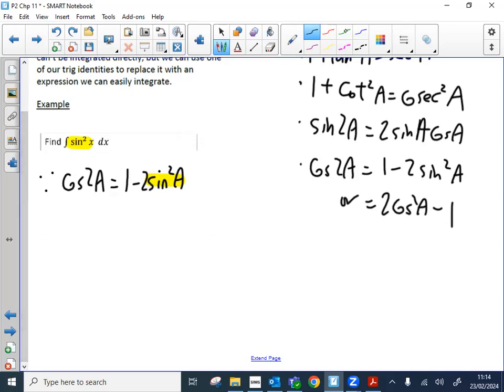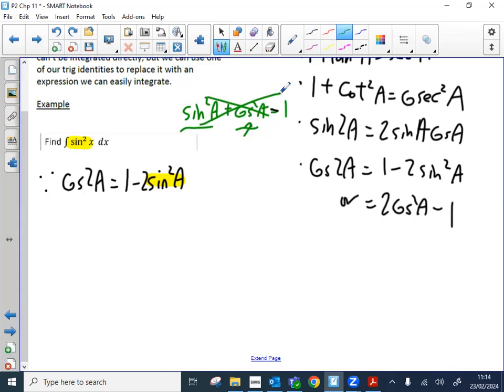One question, since we're on the subject of identities: why don't you use sine squared a plus cos squared a equals 1? The reason is if you use this one, rather than dealing with sine squared, you are dealing with another issue which is quite similar, which is cos squared instead. So this identity doesn't do much in this case. Therefore, we're going to use cos 2a equals 1 minus 2 sine squared a. That's step 1.